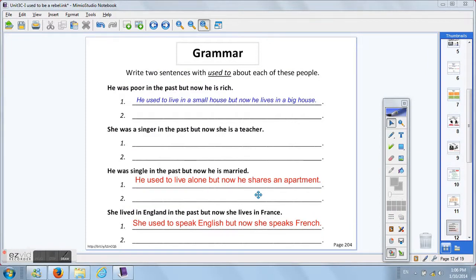Please pause the tape and complete 2 sentences about each of these people using used to.